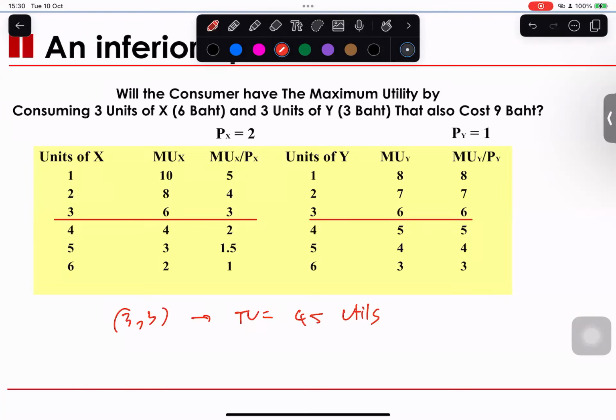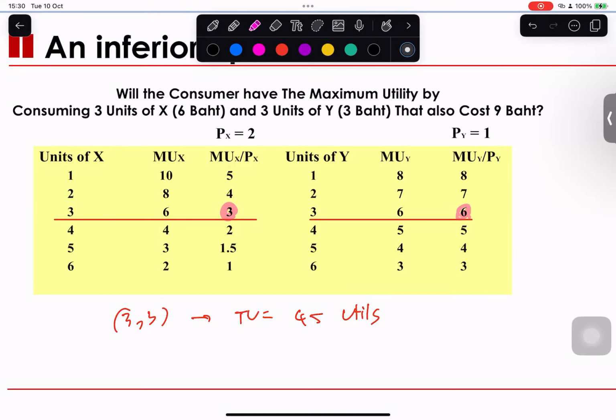Once money is spent up, 3 also costs 9 baht. Hey, something is wrong. MU over P do not equal. This basket could not be the utility maximizing choice.